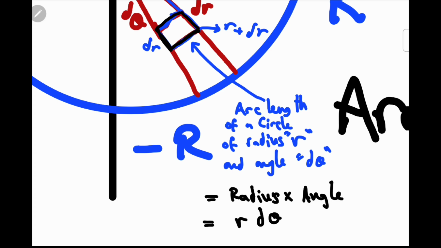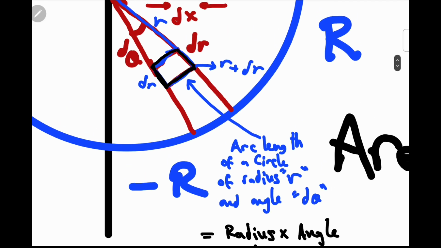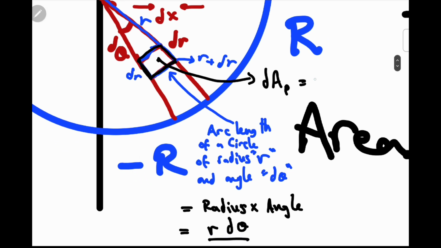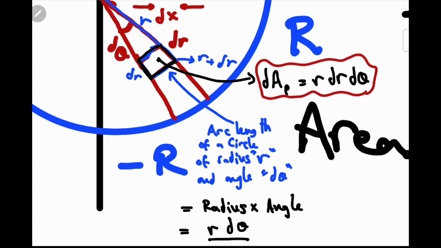So in this case, one can say that we call this dAP, differential area of a polar coordinate, and is equal to the area of the rectangle, which is r d theta times dr. So it's r dr d theta, and that's what we're going to use to integrate over all values of r and theta in this circle.